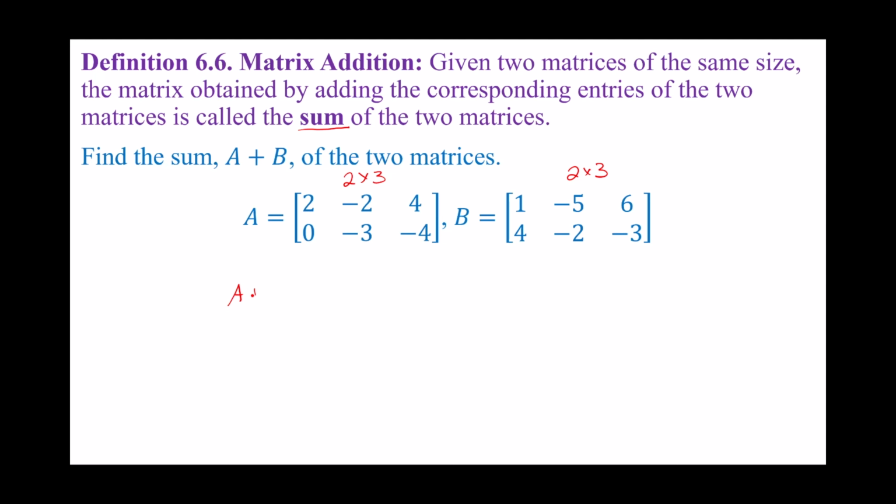So to add these two matrices, we're just going to add the corresponding entries. So first row, first column, 2 plus 1 is 3. First row, second column, -2 plus -5 is -7. First row, third column, 4 plus 6 is 10. And then I'll do the same with the second row. 0 plus 4 is 4. -3 plus -2 is -5. And -4 plus -3 is -7. Now I've added these two matrices. I found A plus B.